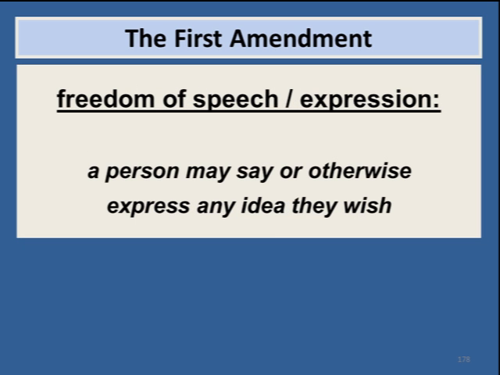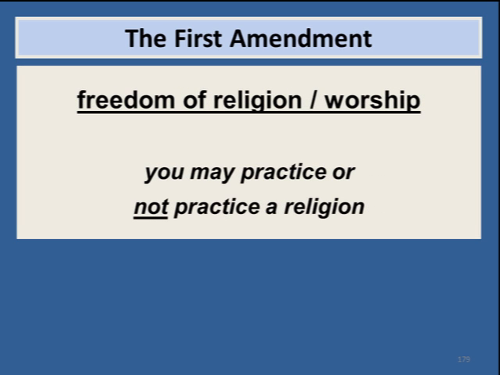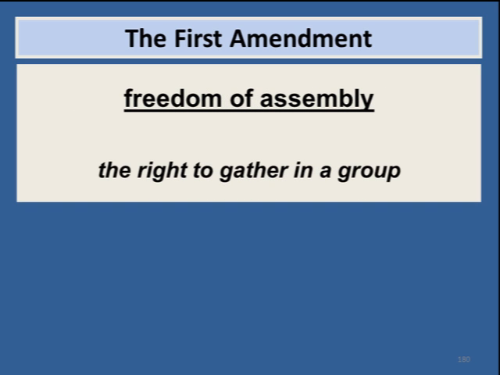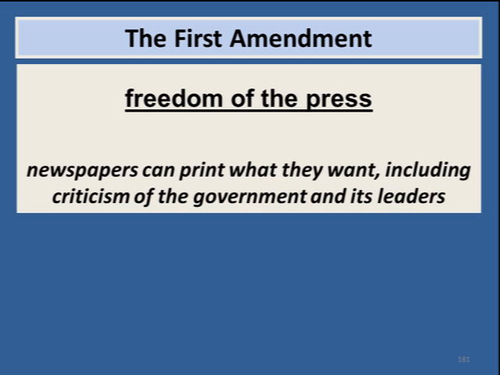Freedom of speech means a person may say or otherwise express any idea they wish. Freedom of religion allows someone to practice or not practice a religion. Freedom of assembly is the freedom to gather in a group. Freedom of the press allows newspapers to print whatever they want, including criticism of the government and its leaders. Freedom to petition the government means anyone can make a complaint or request to the government.